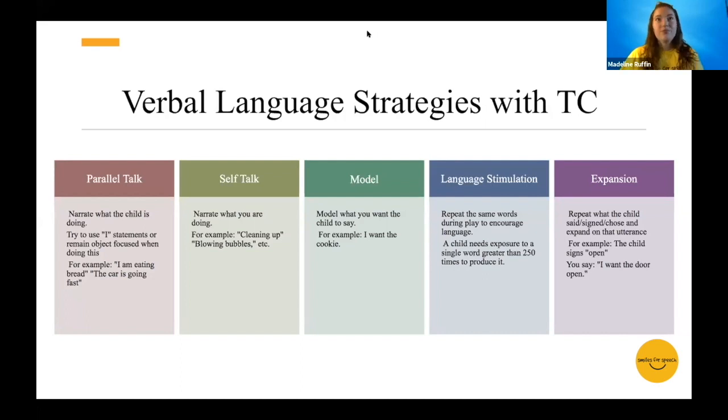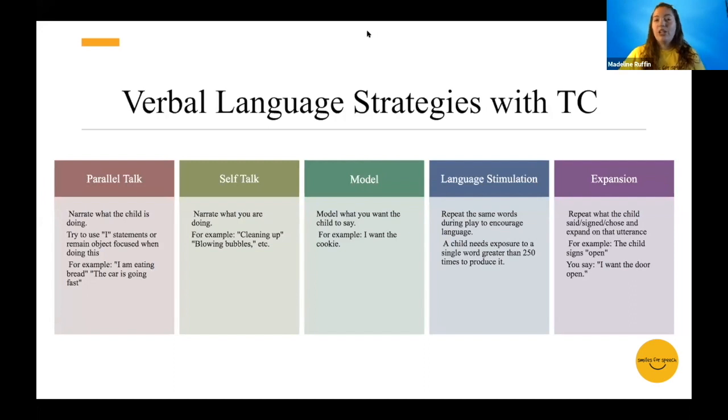So if a child is cleaning up their toys, I would use an I statement or remain object focused. So I would either talk about I as if I was their voice or talk about the object that they're picking up. So I might say, I am cleaning up. Or if a child is eating, I would say, I am eating bread. If a child is playing with cars, I might say the car is going fast. Fast. The car is going fast. I would parallel my voice to what they're doing.